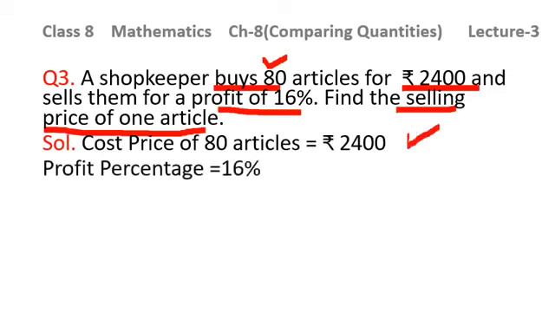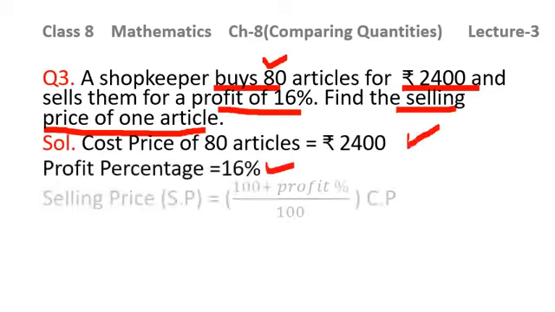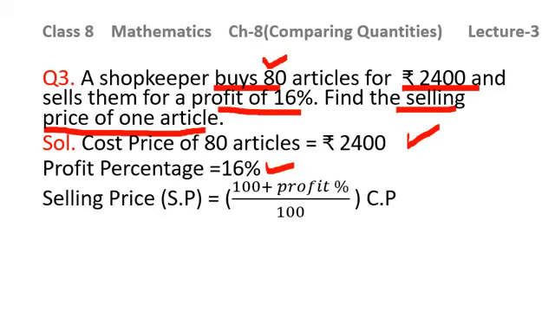Then profit percentage is given to us, that is 16%. Selling price formula, here I have used the formula, or I will be showing you another way also, how you can do it in a simple way. Here, first case, I am taking using the formula. Selling price is given by (100 plus profit percent) over 100 into CP.